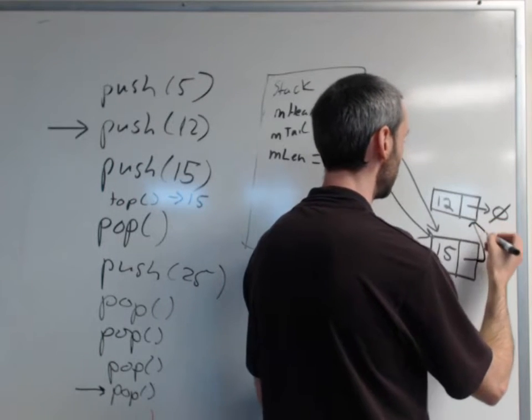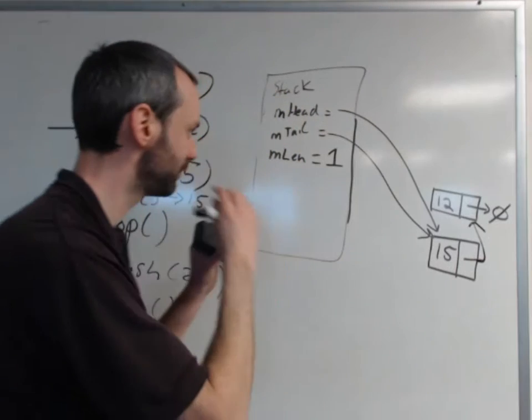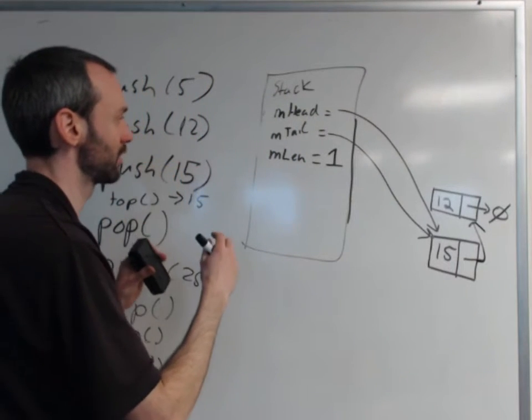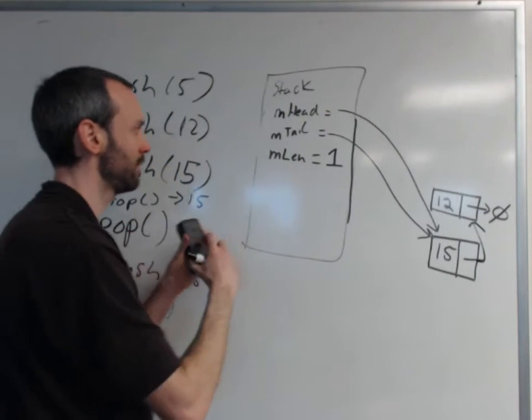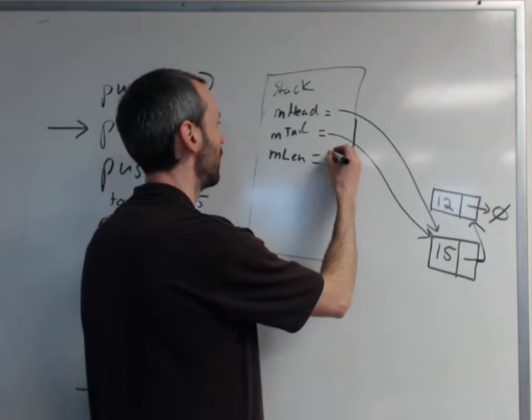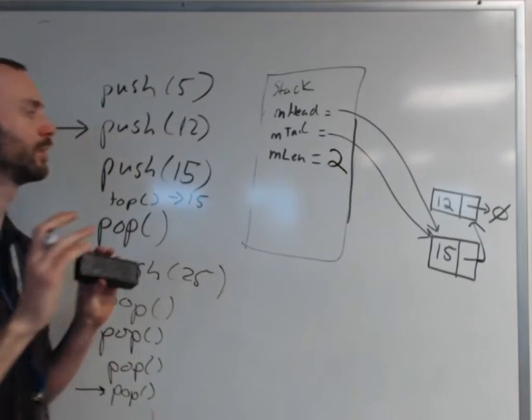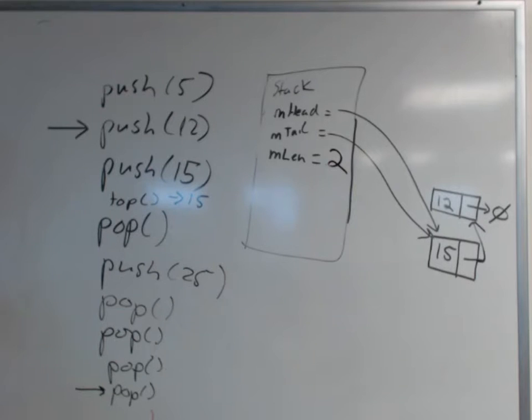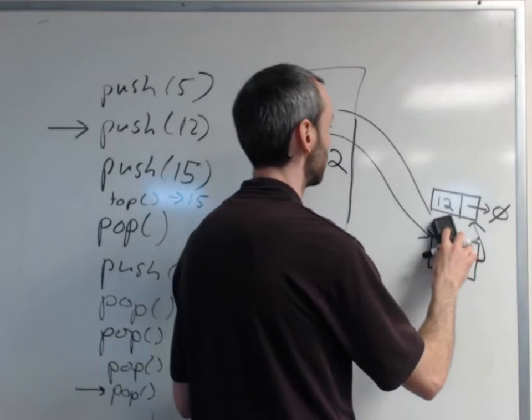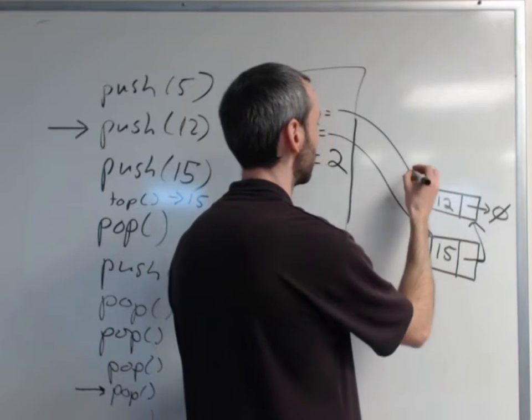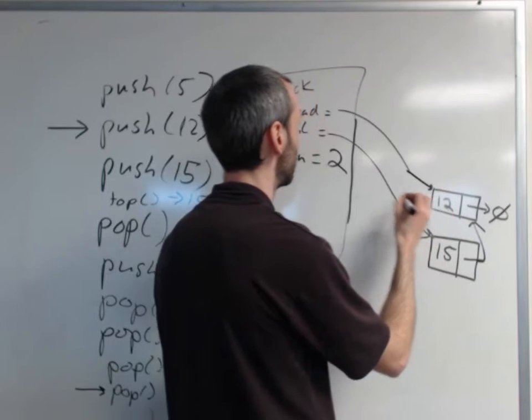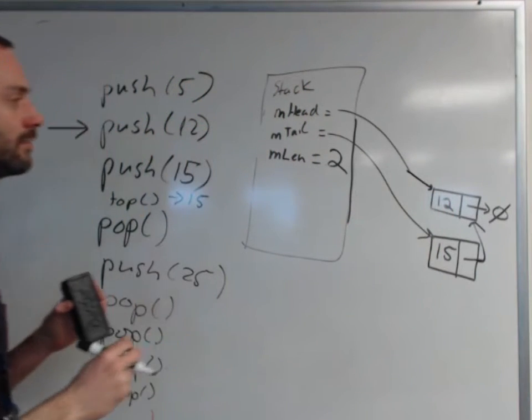And then here's the tricky part. Well, two more things. Increment the length, that's the easy part. Change mtail to 12. Do you want mtail or mhead? Mhead, it's a stack. You always want the top to be mhead. I was wondering why you were pointing towards the tail. So there, mhead's now going to point up to the 12.